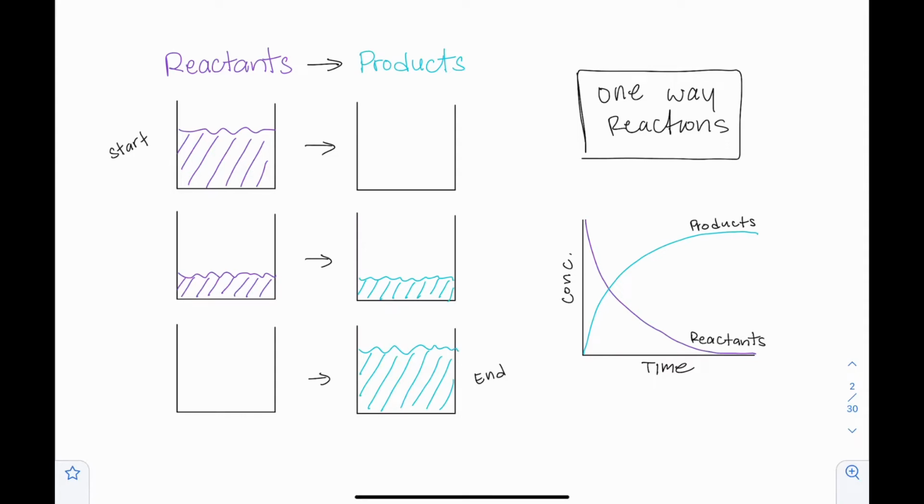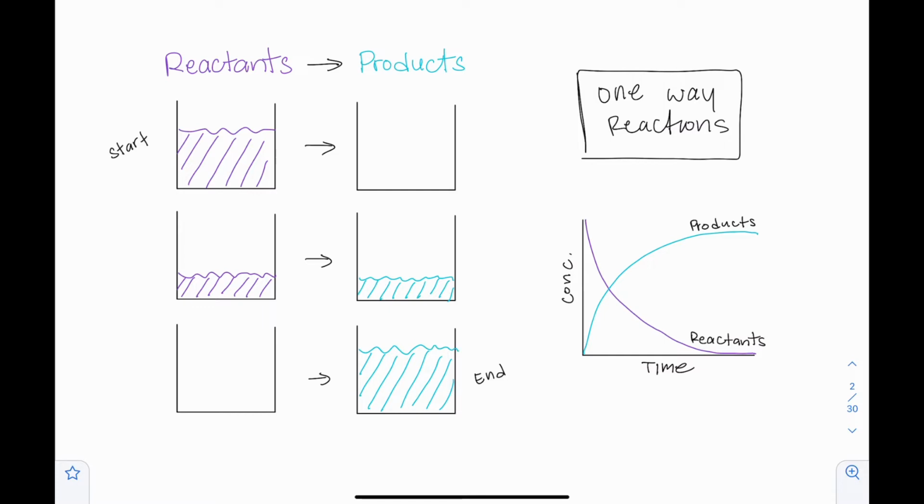When we did stoichiometry, we worked with reactions that went to completion. So we start out with only reactants, and then all of the reactants are used up to form products, so we end up with only products. Remember this graph from before? The concentration of the reactants goes all the way down to 0, so it shows that the reactants are completely used up, and we're left with only products at the end.